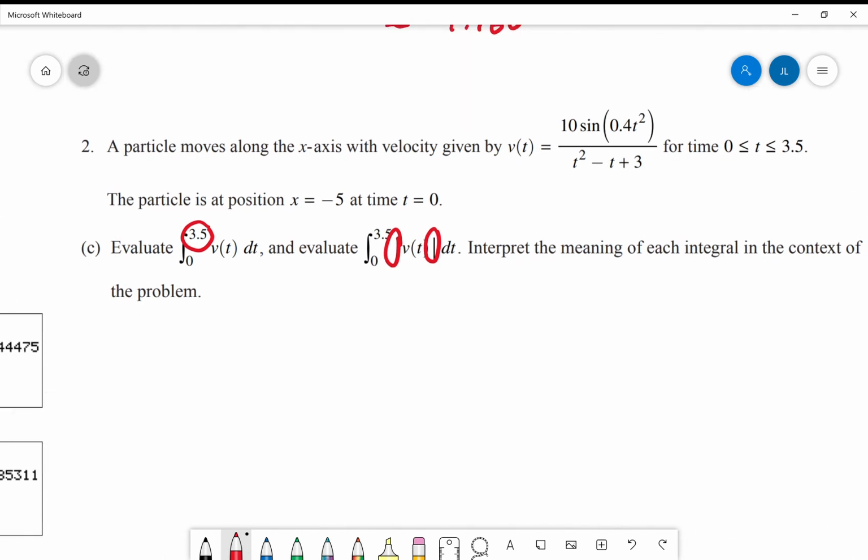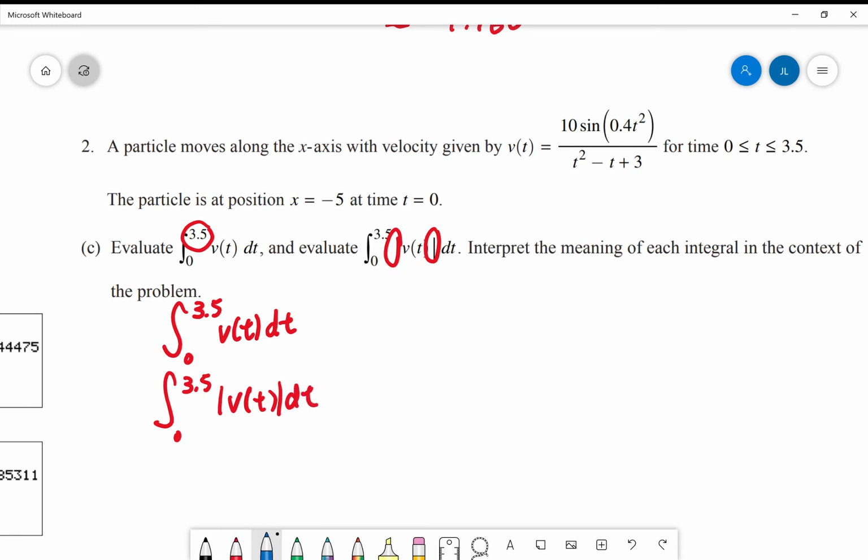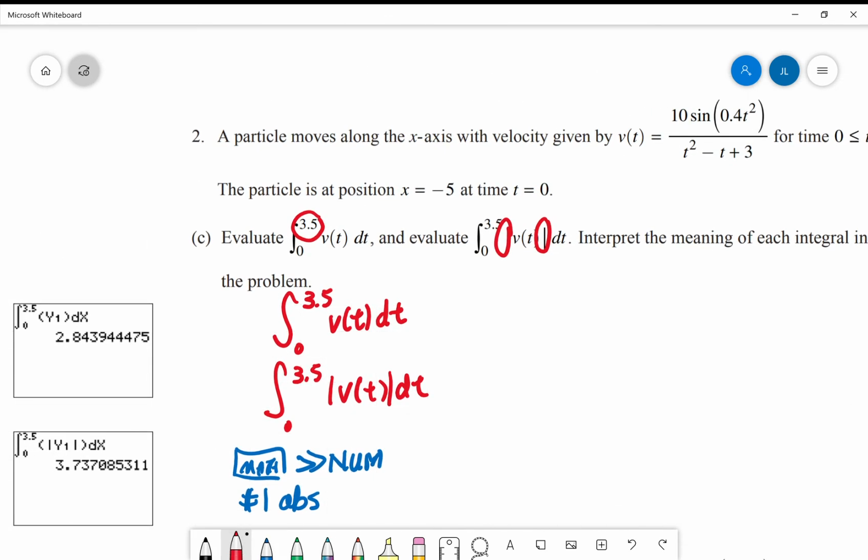Well, the first thing that we have to do is to use Math 9 on the calculator and evaluate both of these integrals. To get the absolute value on your v of t, if you have a TI-84, we have to go to Math, on the top, Num, and press enter on number 1, abs. This will put in the absolute value around the v of t. Once you do so, the answer to your two integrals will be very different.